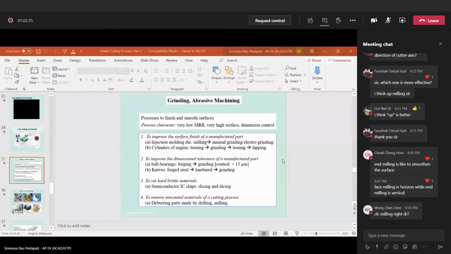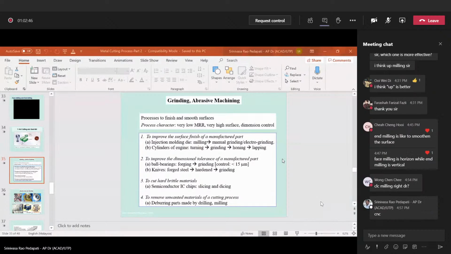CNC milling, it is CNC, not CLC. CNC stands for computer numerical control. Of course, we are not dealing with CNC machines in this class. We deal with that in advanced manufacturing. But anyway, I think in some labs you have that programming. In this semester also, we did some lab. So that is CNC.